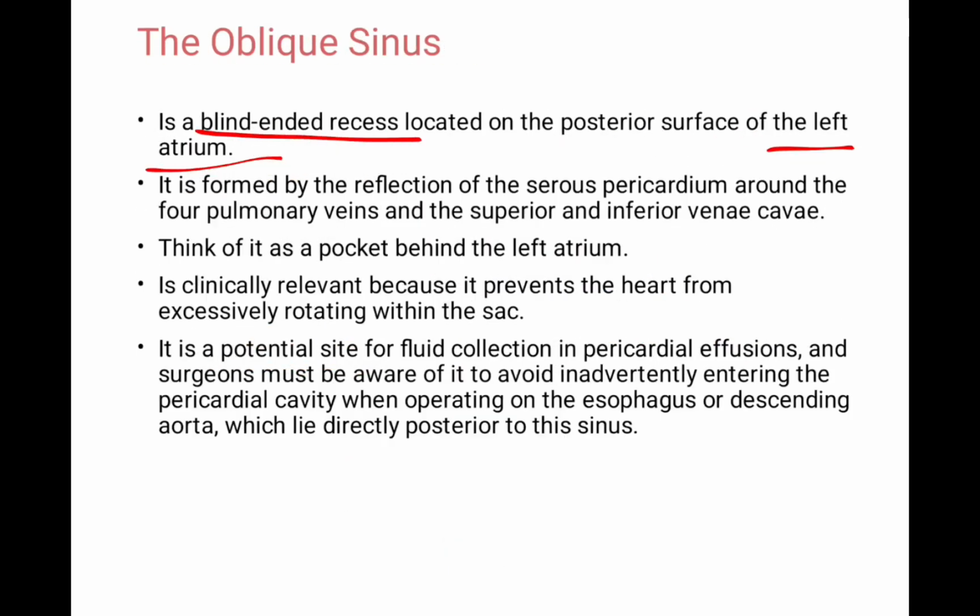It is formed by the reflection of the serous pericardium around the four pulmonary veins and the superior and inferior vena cava. Think of it as a pocket behind the left atrium. Just imagine the left atrium. So think of the oblique sinus as a pocket behind the left atrium.